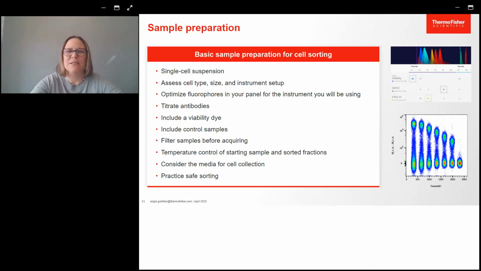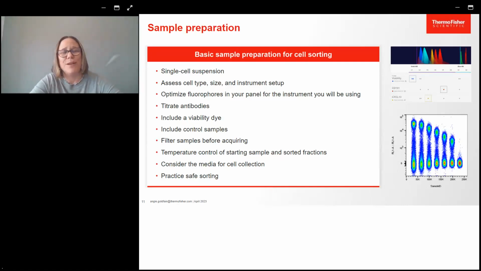Always practice safe sorting. With cell sorting, in this method at least, we are creating droplets, which are aerosols, which are a good size for any person to breathe in. Aerosols can be biohazardous depending on the cell type you're running. Of course, aerosolizing anything makes it more dangerous. So always consider safe sorting, consider aerosol containment methods, aerosol evacuation systems, even biocontainment enclosures to ensure you're keeping the people safe that are doing these experiments.